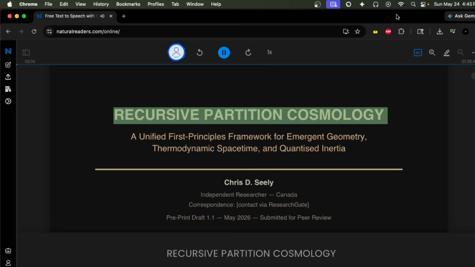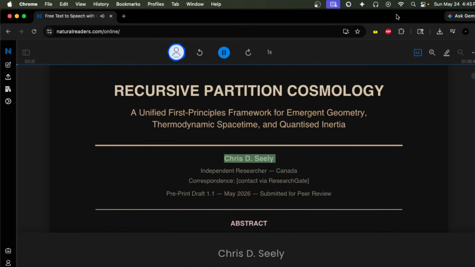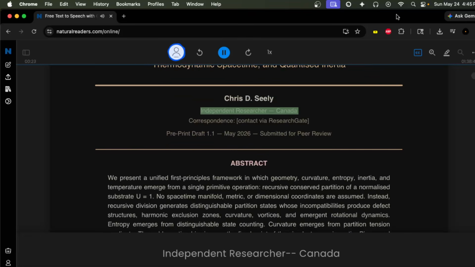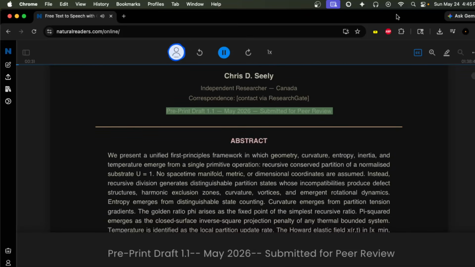Recursive partition cosmology. A unified first principles framework for emergent geometry, thermodynamic spacetime, and quantist inertia. Chris D. Seeley, independent researcher, Canada. Correspondence. Preprint Draft 1.1, May 2026, submitted for peer review.